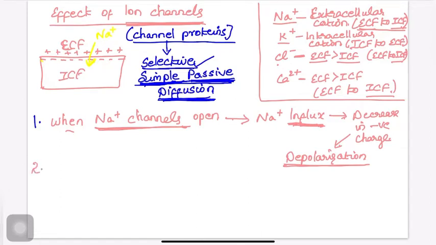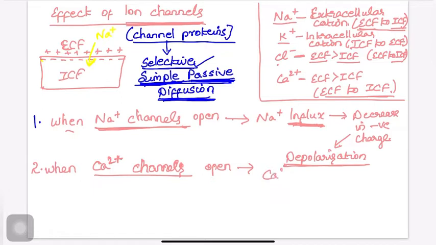Okay. Then coming on to calcium channels. When calcium channels open, what will happen? As these ion channels are selective, simple, passive diffusion, the calcium will move along the concentration gradient through these calcium channels. As we know, the concentration gradient for calcium is from outside to inside, ECF to ICF. So when calcium channels open, there will be calcium influx. What is influx? Movement inside. So calcium will move inside.